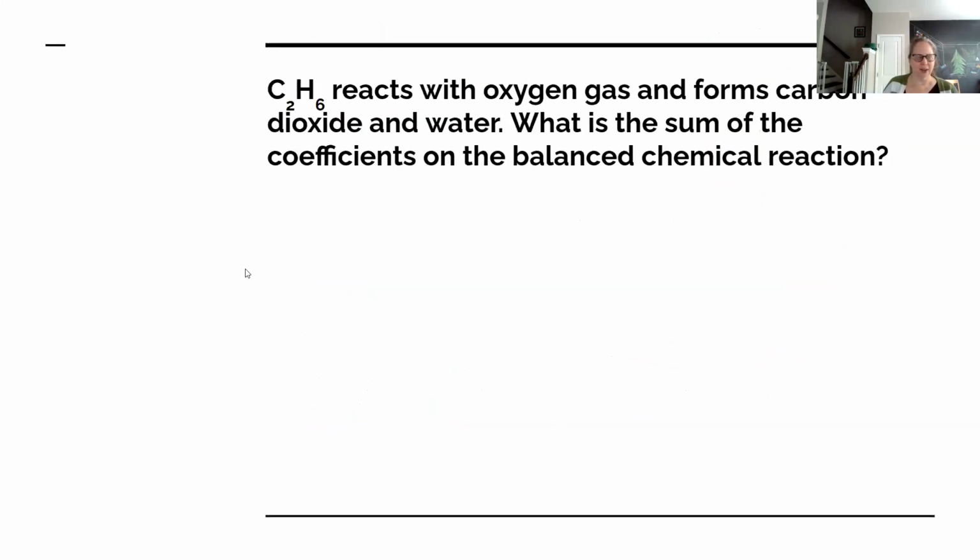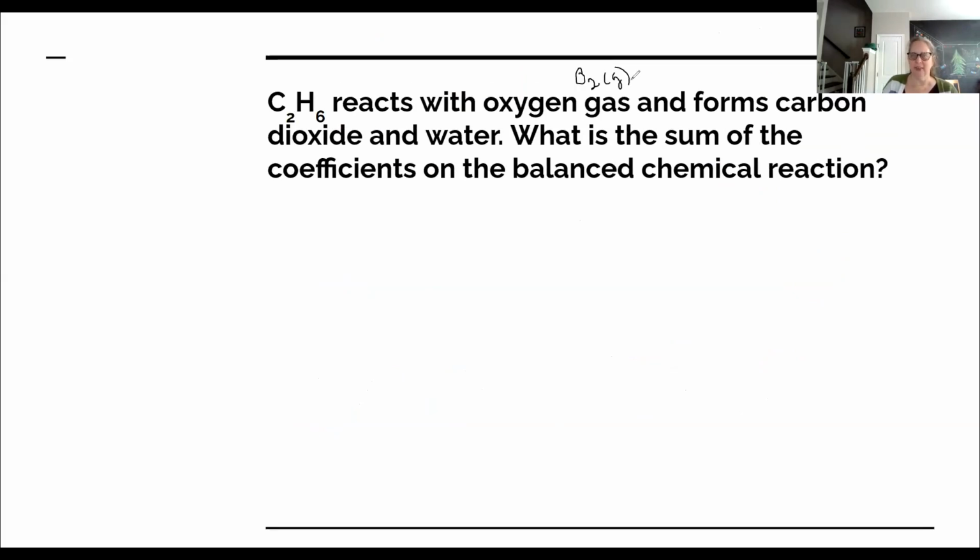C2H6 reacts with oxygen gas, O2, because it has 2. He always wants his twin. He's a diatomic compound, and forms carbon dioxide, CO2, that's a covalent bond. That's why we could use the prefixes there. And water. Water's formula is dihydrogen monoxide.